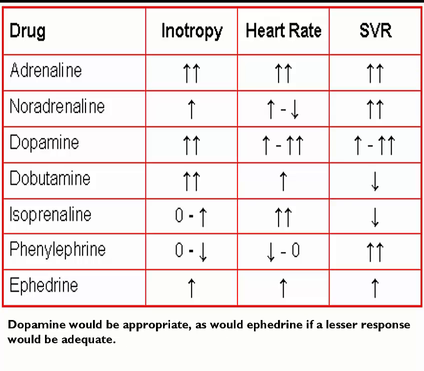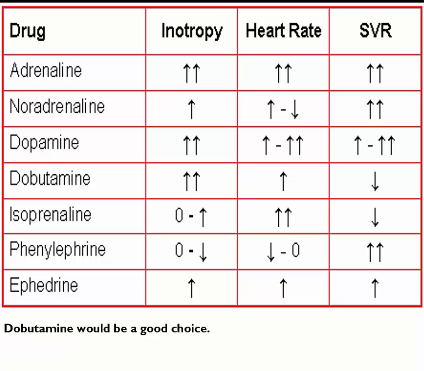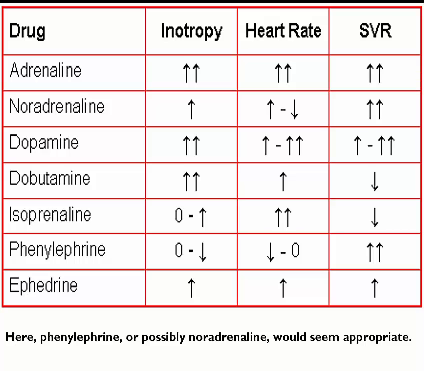Dopamine would be appropriate, as would ephedrine, if a lesser response would be adequate. If the systemic vascular resistance is already too high, but the patient still needs inotropy, then what med would be a good choice? Dobutamine would be a good choice. If cardiac output is adequate, but the low blood pressure is due to low systemic vascular resistance, such as excessive vasodilation, then a pure vasoconstrictor would be ideal. Which would you choose? Here, phenylephrine or possibly noradrenaline would seem appropriate.